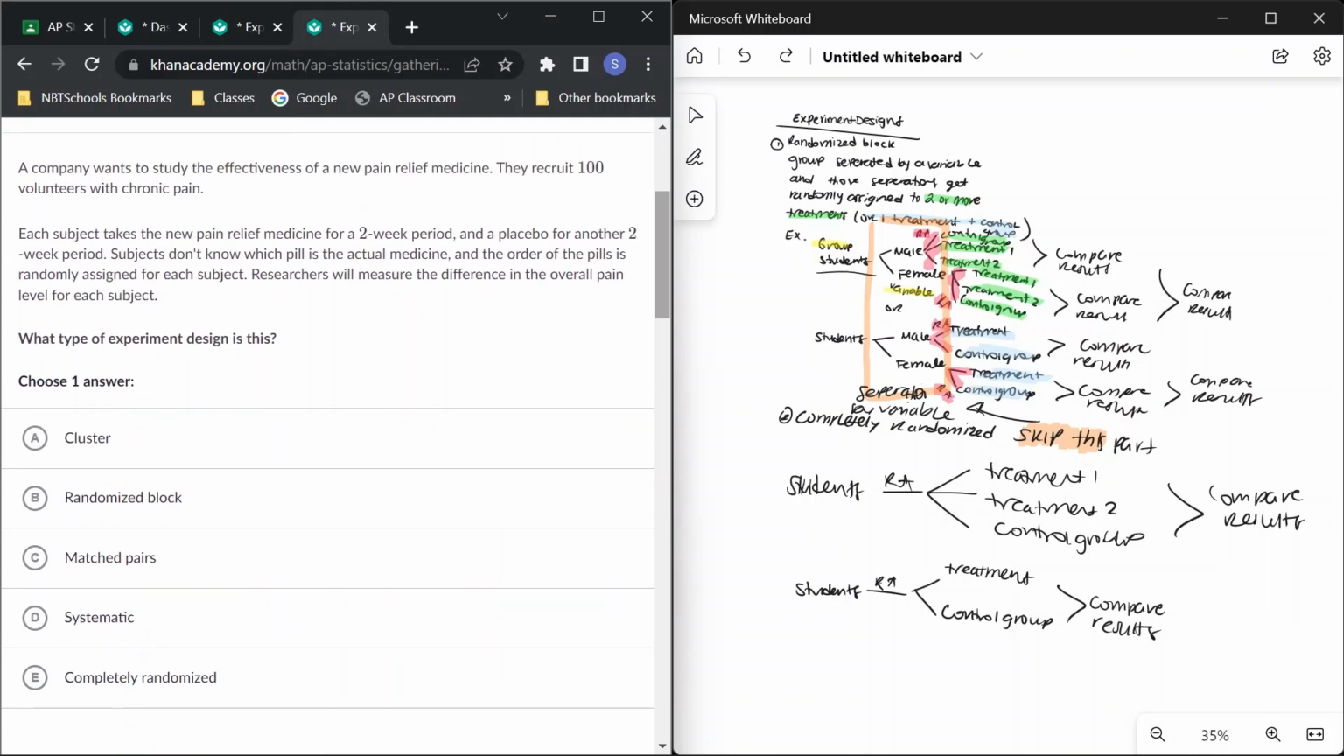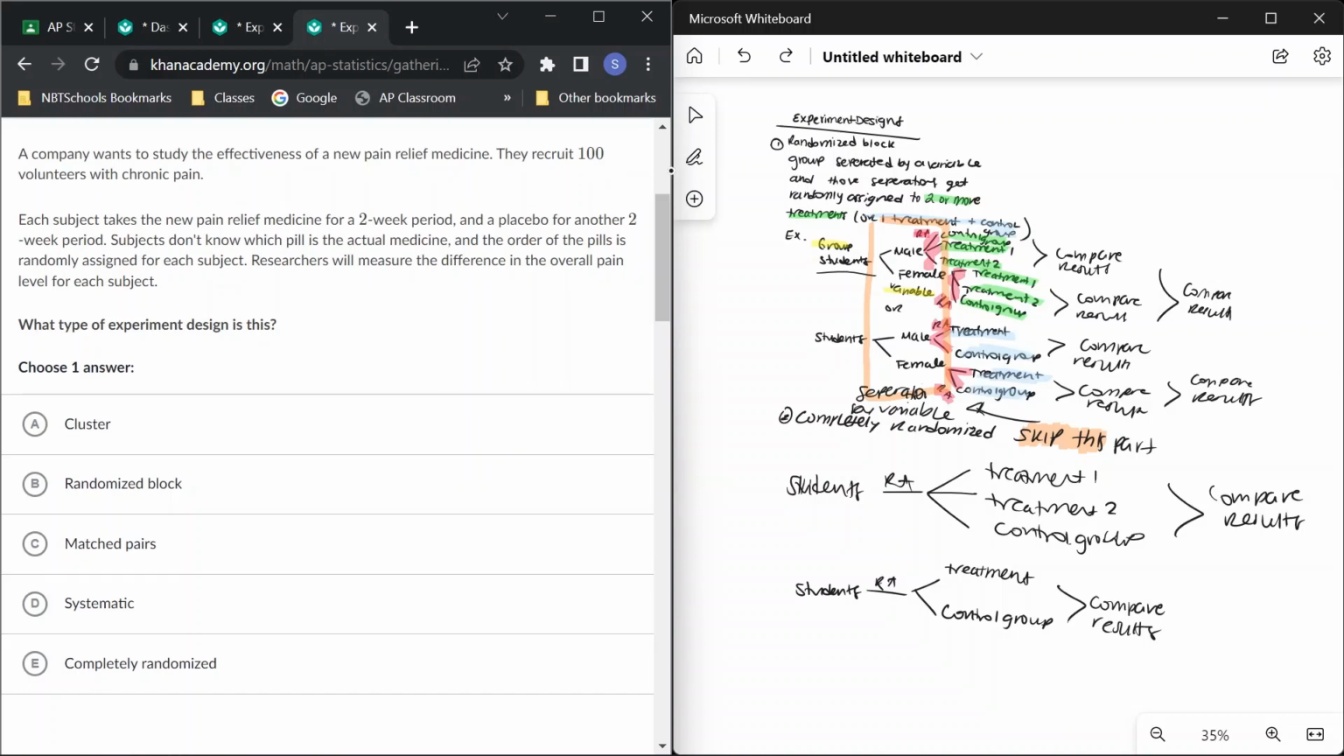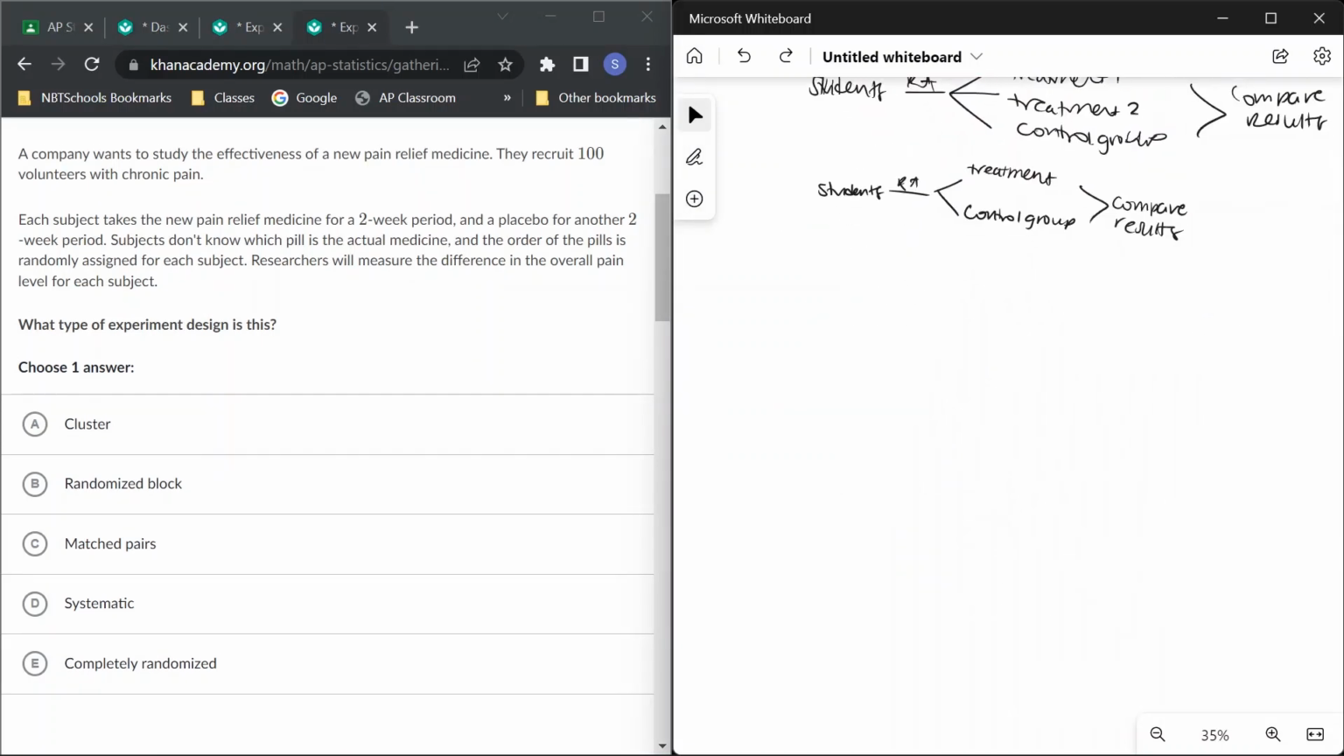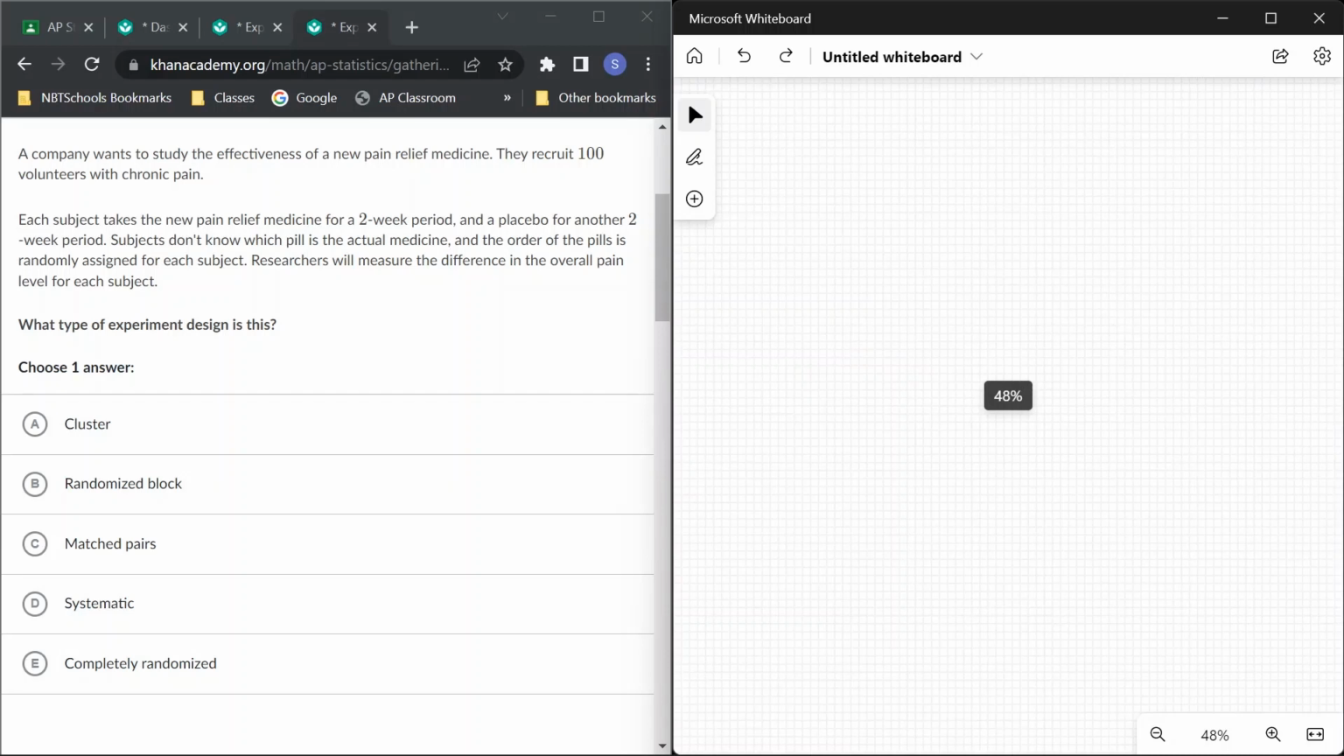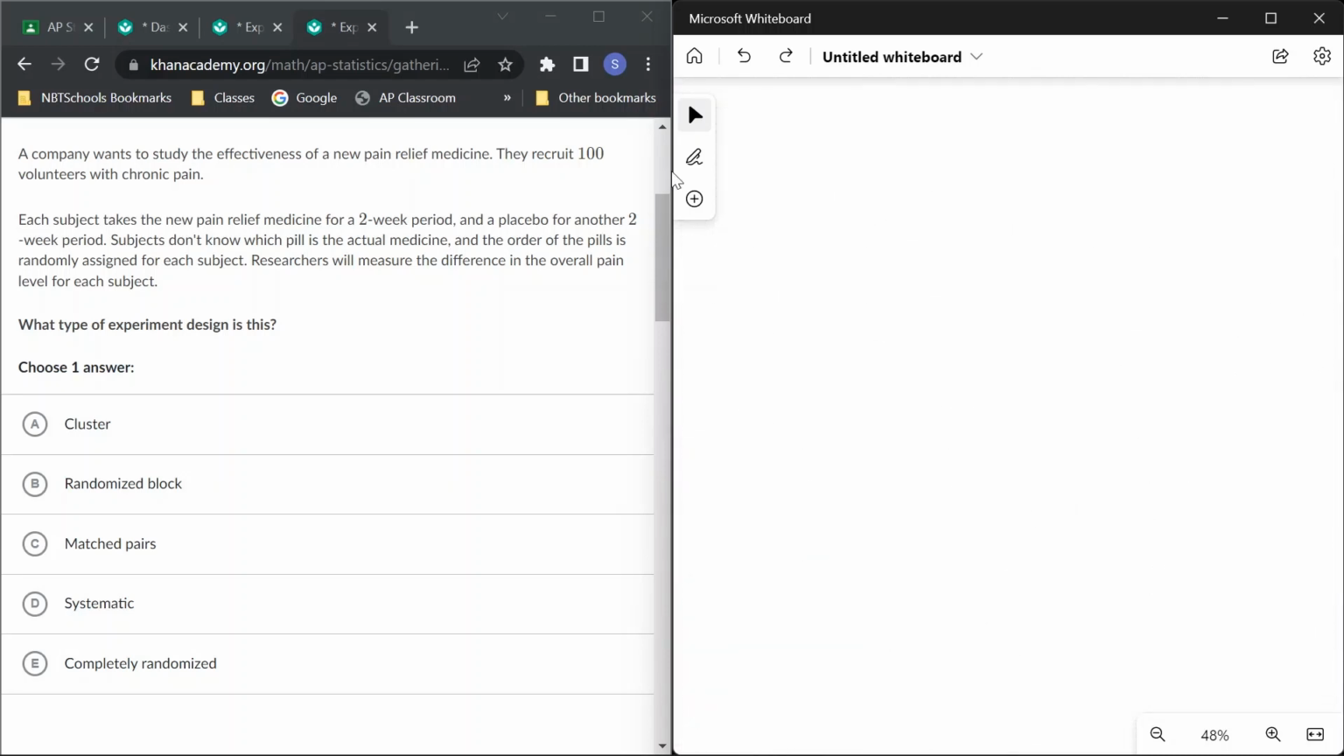A company wants to study the effectiveness of a new pain relief medicine. They recruit 100 volunteers. Oh no, not this again. I hate when they say volunteers with chronic pain. Each subject takes the new pain relief medicine for a 2-week period and a placebo for another 2-week period. Subjects don't know which pill. Okay, so we have blind. And the order of the pills is randomly assigned for each subject. What in the world did I just read?